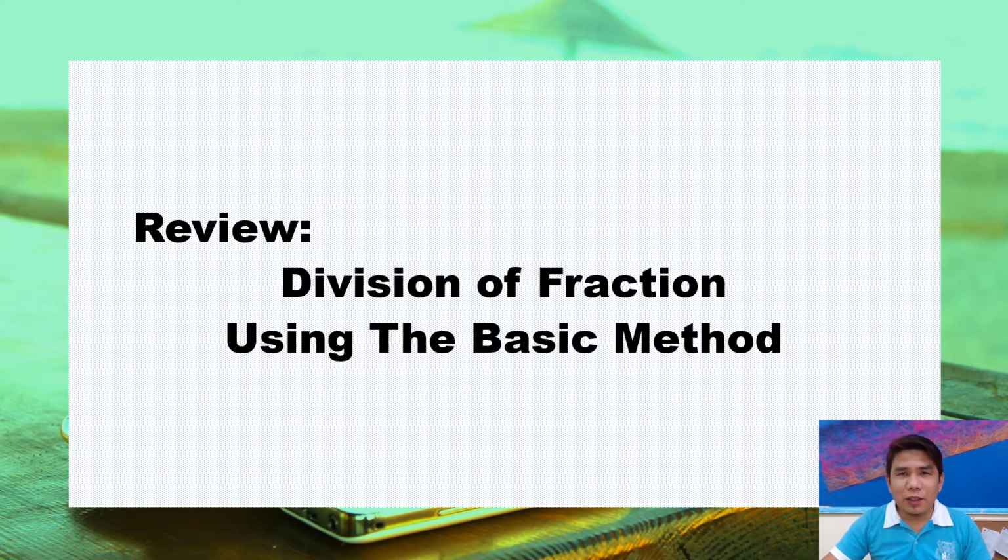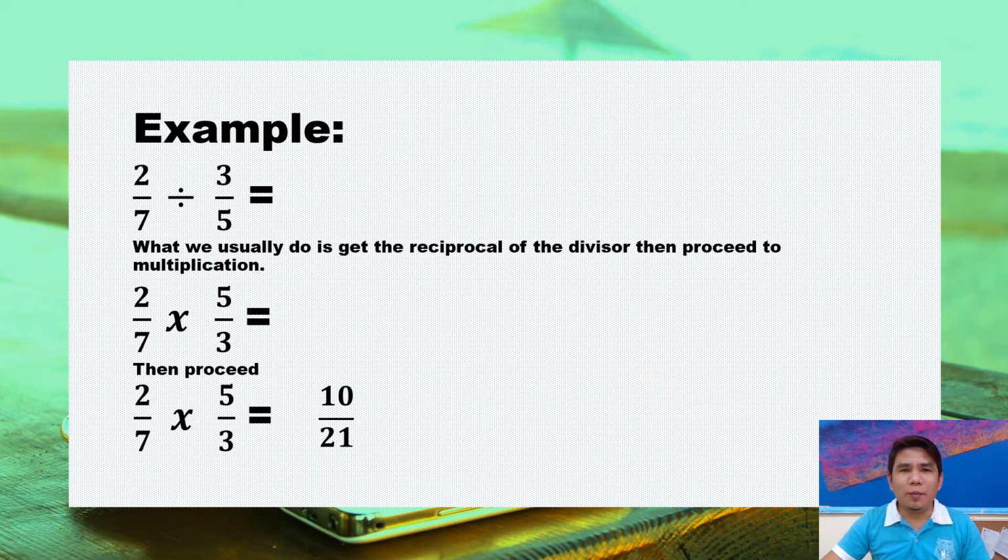Pero bago po ang lahat, magre-review tayo ng how we divide fractions using the basic method. Example, in our basic method, we divide 2 over 7 divided by 3 over 5. In the usual way we did it, like what we do when we're still in grade 4, grade 5, grade 6, up until high school.